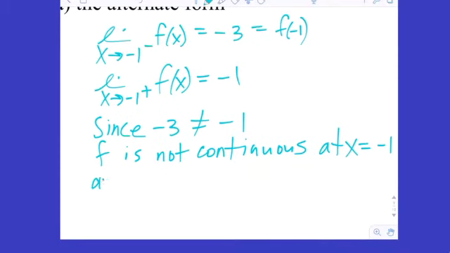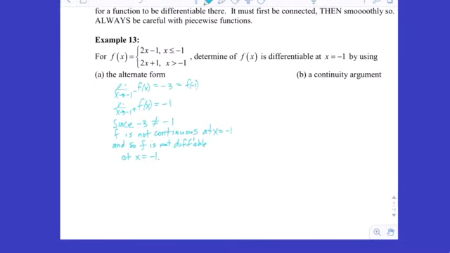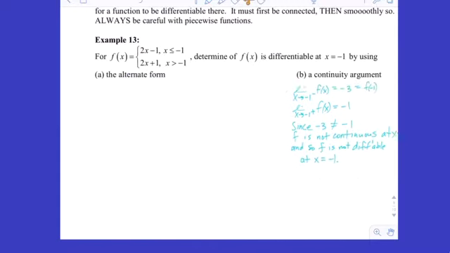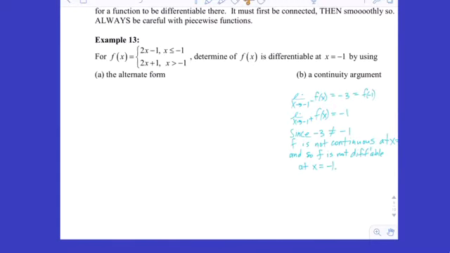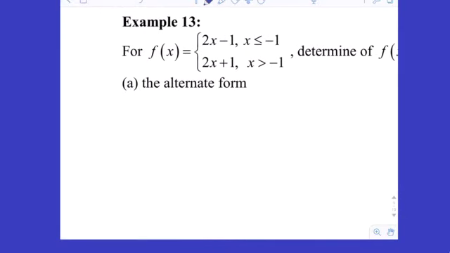And so f is not differentiable at x equals -1. Yeah, so as long as you string along that argument, it's not continuous there, therefore it's not differentiable there, you're good. That's as good as using the alternate form. I put that under the alternate form column. Let's move it over to the continuity argument. We have a little bit more time than I expected, so let's go ahead and do the alternate form, okay?